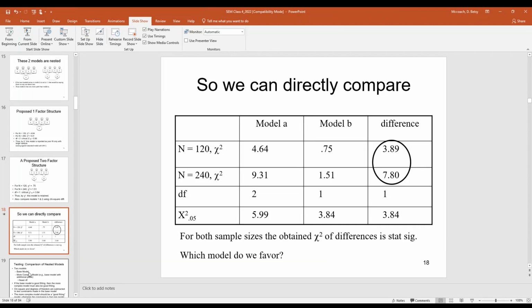Model B had a chi-square of 1.51. Now the difference between the two models is 7.8. Still a 1 degree of freedom test. And so again, it looks like model B fits better than model A. So that's how the chi-square difference test would work here, right? So in either case, we're gonna favor model B over model A.